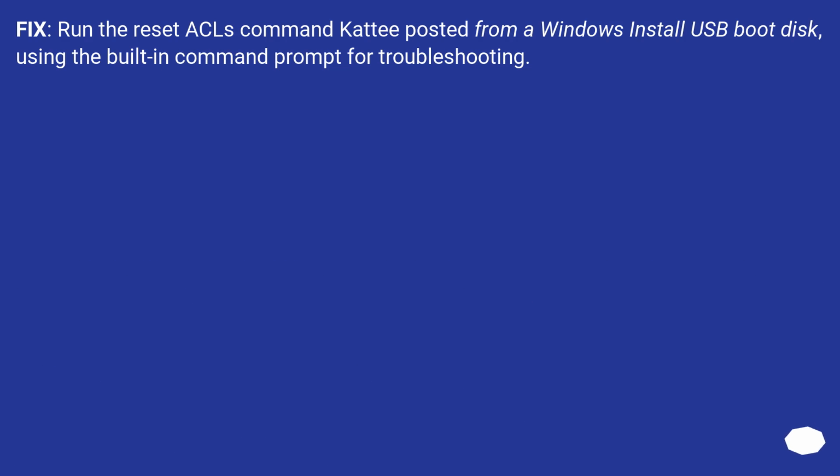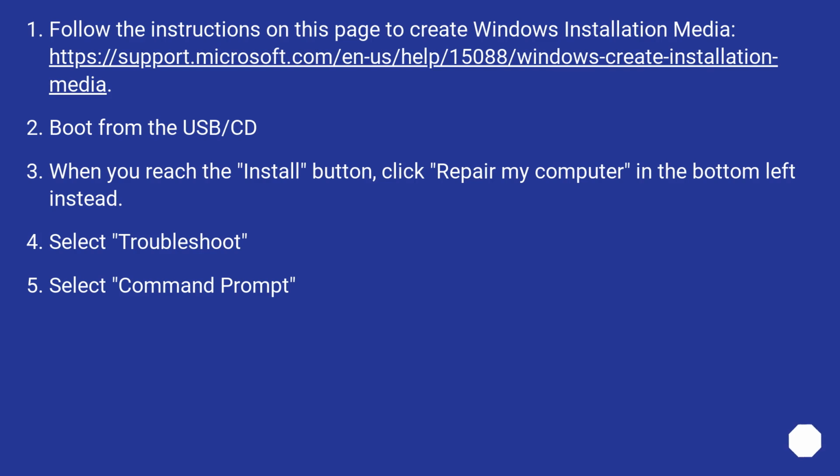Fix: run the reset command Caddy posted from a Windows install USB boot disk, using the built-in command prompt for troubleshooting. Follow the instructions on this page to create Windows installation media. Boot from the USB or CD. When you reach the install button, click Repair My Computer in the bottom left instead. Select Troubleshoot. Select Command Prompt.